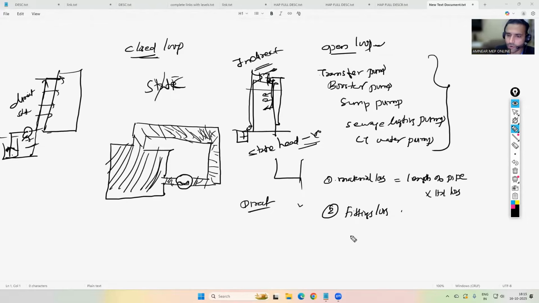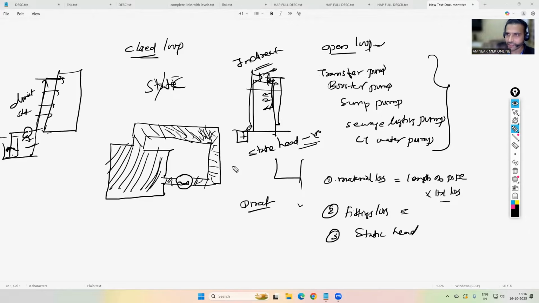For example, one elbow, say a 50 mm elbow, is equal to how many meters of straight pipe. Like that, each and every fitting loss we will be converting into equivalent length of straight pipe, and after that, that equivalent length of pipe multiplied by the head loss used for design, we can convert that into the fittings loss. Okay. The third one, we need to consider the static head.